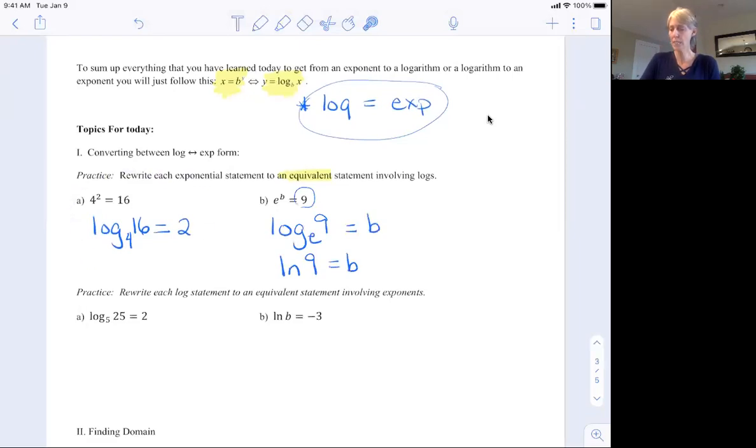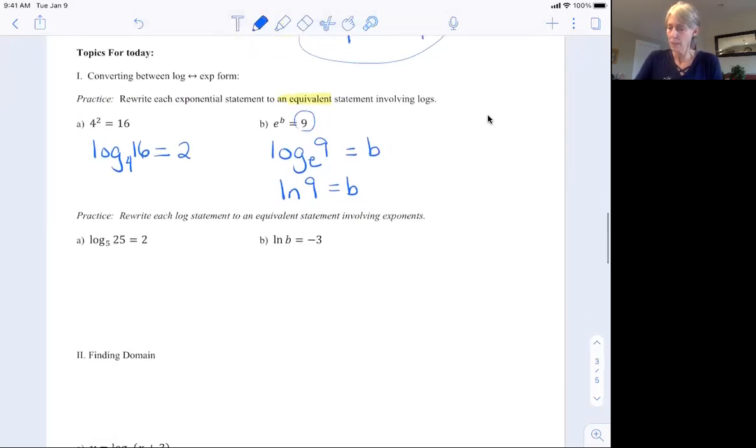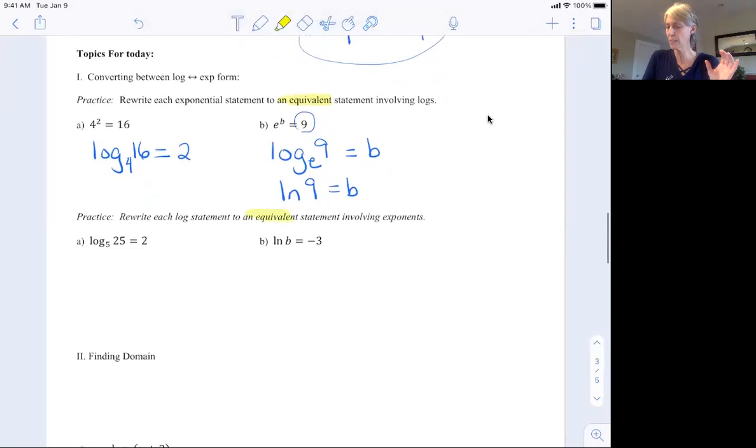Both are equivalent expressions: exponential form and log form. They both mean the same thing. Now let's go in the opposite direction. We're going to start with a log statement, and we're going to write it as an equivalent statement involving exponents.